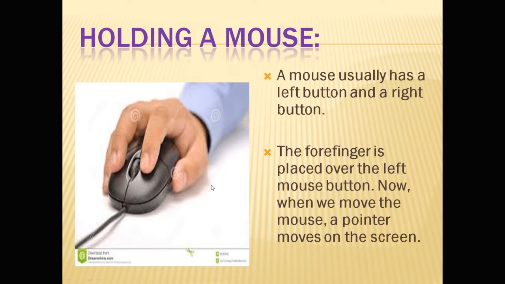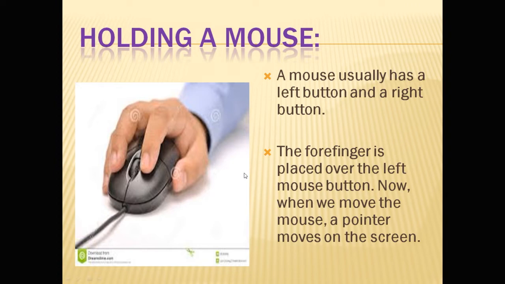Look at the pointer on the screen. Click the left mouse button with your forefinger. When you move the mouse, the pointer also moves automatically.